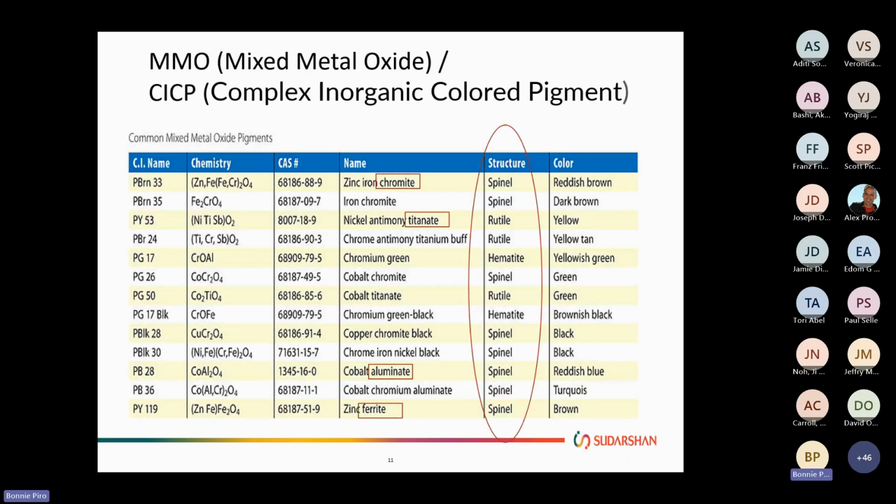Just to give you an idea of when you're seeing a CI color index name, it gives you an idea of what the structure is. So in this chart, these are just some common CICPs that are used in industry. And you can get a little bit of a feel for the type of structure by the name of it. So chromites tend to be in the spinel class. Titanates tend to be in the rutile. Aluminates also in the spinel, and ferrites in there. So it gives you a feel for what kind of structure it is based on the name as well.